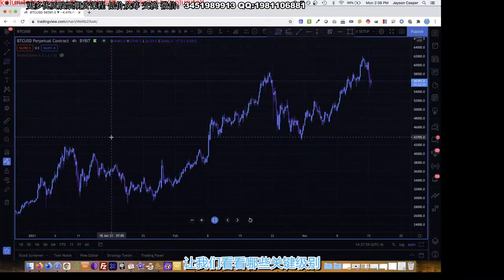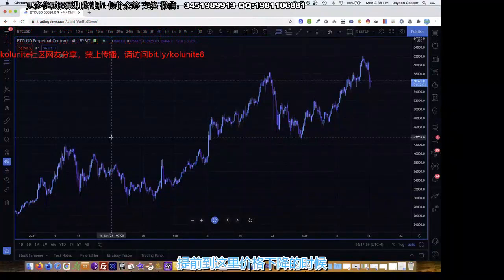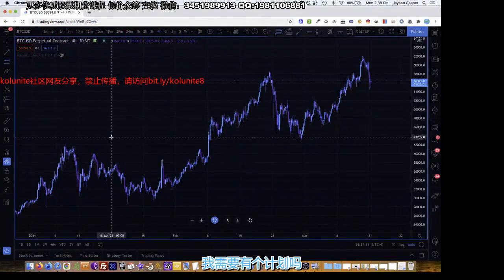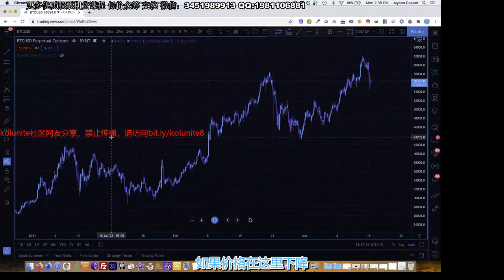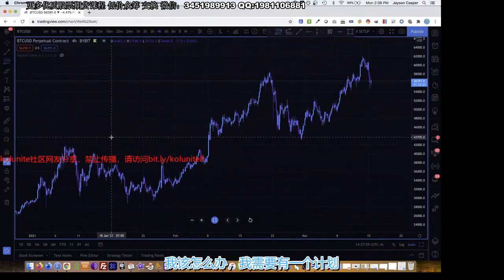Let's look at what key levels there are so that I can be prepared ahead of time for when price does come down here. What am I going to do? I need to have a plan. When price comes down here, what am I going to do? I need to have a plan. If price comes down here, what am I going to do? I need to have a plan.